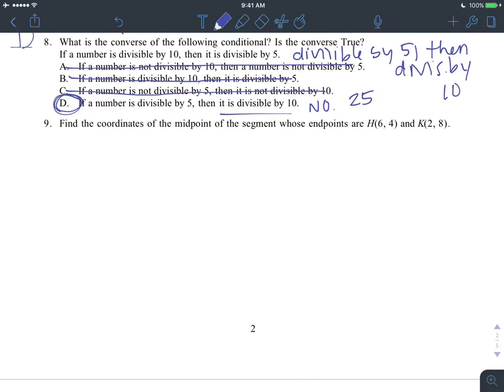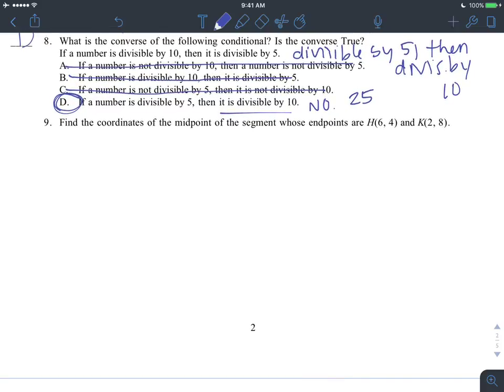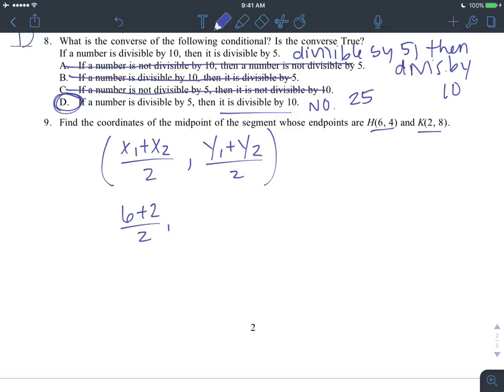All right, find the coordinates of the midpoint of the segment whose endpoints are 6, 4, and 2, 8. We're going to use our midpoint formula, x1 plus x2 over 2, y1 plus y2 over 2. So we have 6 plus 2 over 2, 4 plus 8 over 2. So we have 8 over 2 and 12 over 2, and our midpoint is going to be 4, 6.